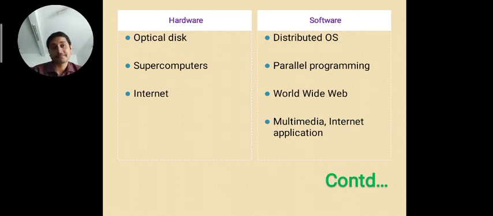The software: distributed operating system, means it was possible to have them at different locations, distributed. All the operating systems of the computers were able to communicate with each other. Parallel programming, means two different programs were possible to be executed at the same time, parallel. World Wide Web, it is a service available on the internet, multimedia, internet applications. So all the advancements which we are using right now came into existence in the 4th generation.